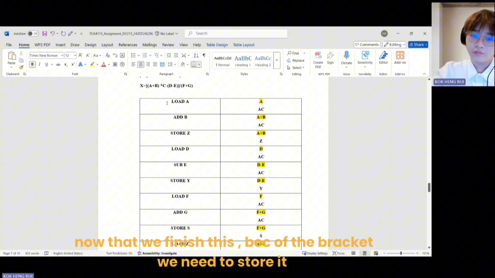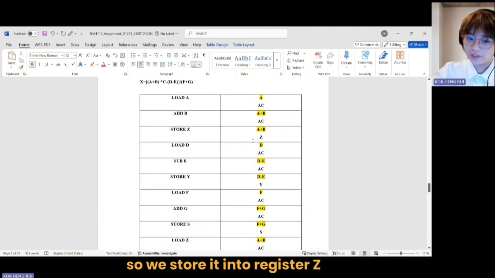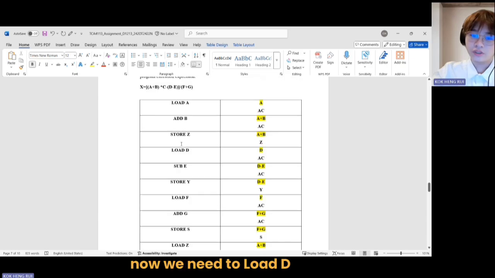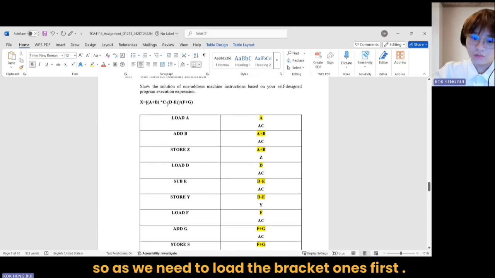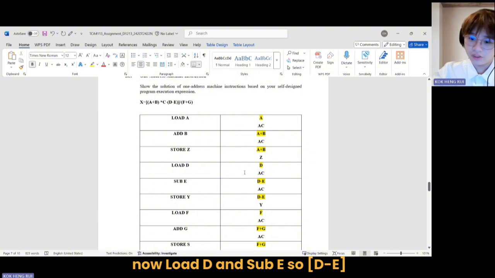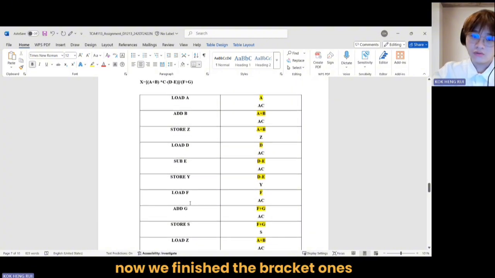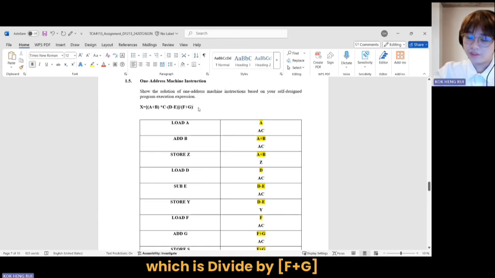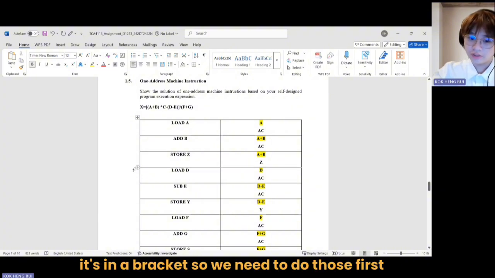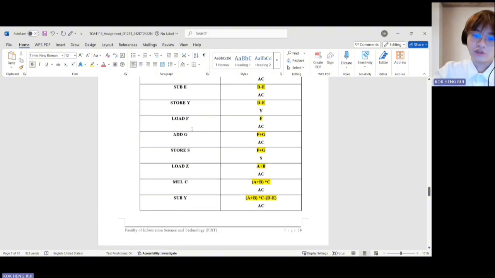Because in the bracket we have to store it first, we store it into register Z. Now we need to load D, as we need to do the bracket once first. Load D and subtract E, so D minus E, and store to register Y. Now we still have the last one, which is divide by F plus G. F plus G is in the bracket, so we need to do that first. So it's load F and then add G.